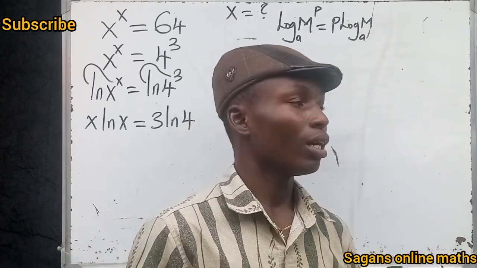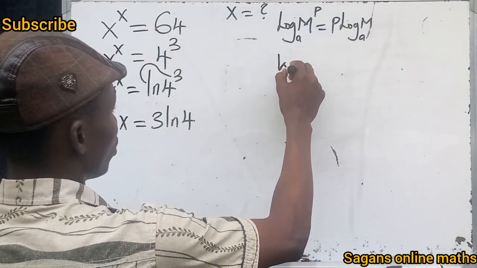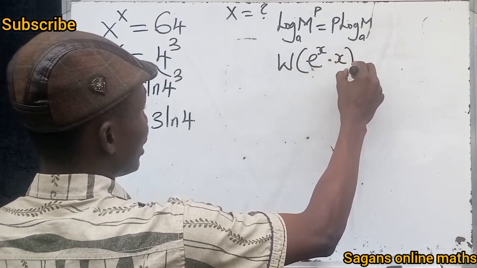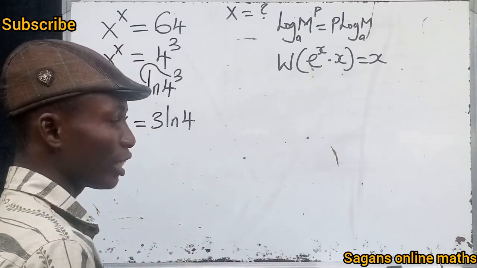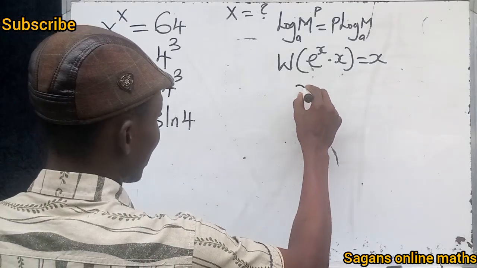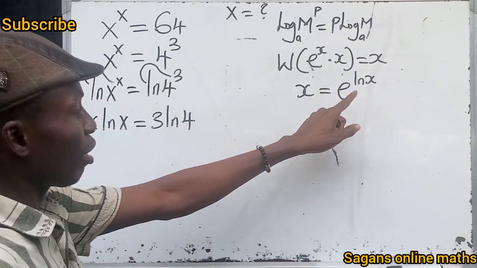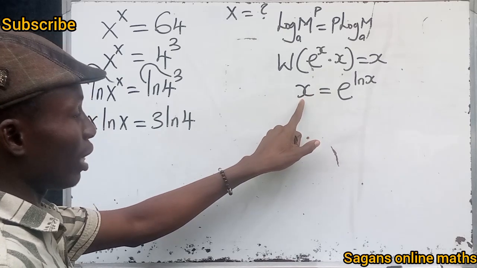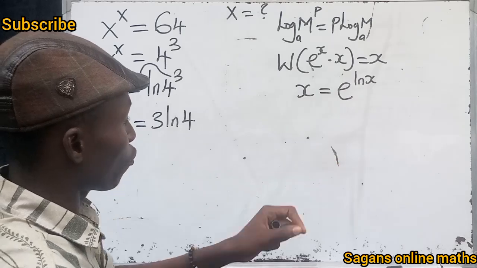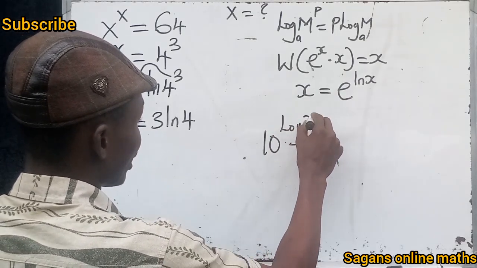I want you to understand that in the Lambda W function, if you have the W function of x e to the power of x, it is equal to x. This is one of the properties of the Lambda W function. And again, x is equal to e raised to the power of ln x. Please don't forget. If I simplify this, I'm going to have x. If you really observe this, by one of the properties of logarithm, if you have 10 raised to the power of log x, it is equal to x.